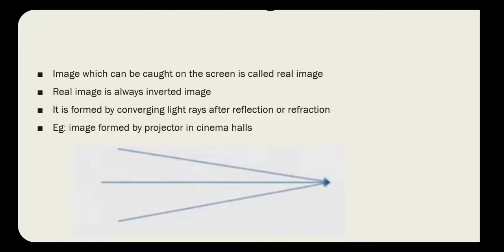Example, the image formed by a projector in a cinema hall. In a cinema hall we can form a straight image, but you can reverse it. You can form a real image.